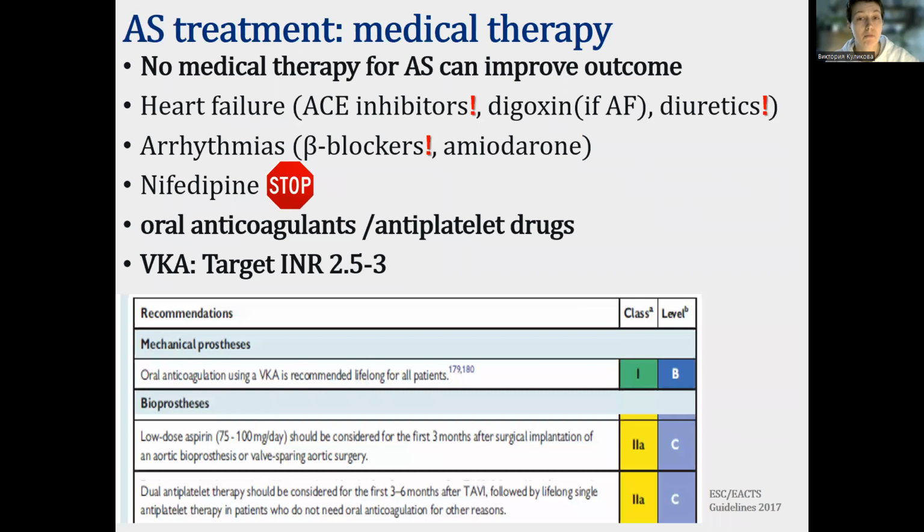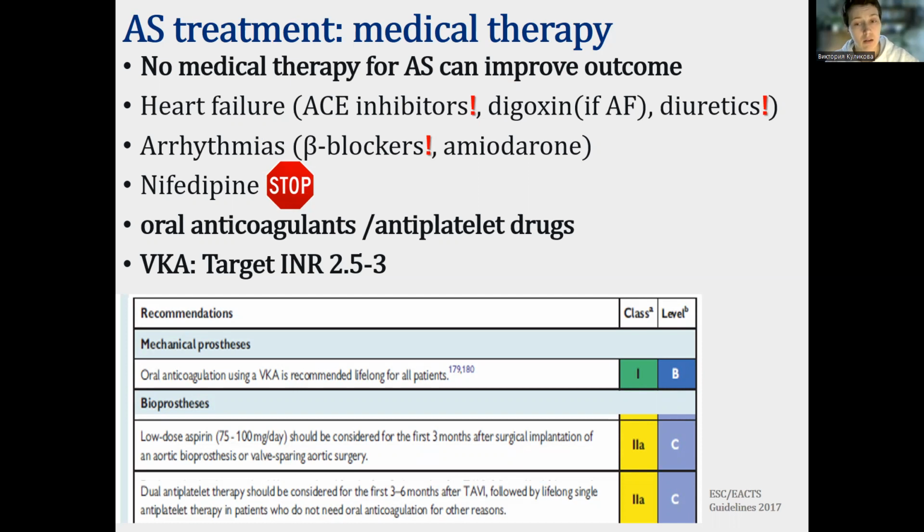Now, what about medical treatment? Actually, no medical therapy for aortic stenosis can improve outcome. The treatment goals are heart failure, arrhythmias, and thrombosis. Medical treatment should be carefully titrated to avoid hypotension. Mind about it when you use ACE inhibitors, diuretics, and beta blockers. Avoid using nifedipine. In patients after surgery, we use vitamin K antagonists.